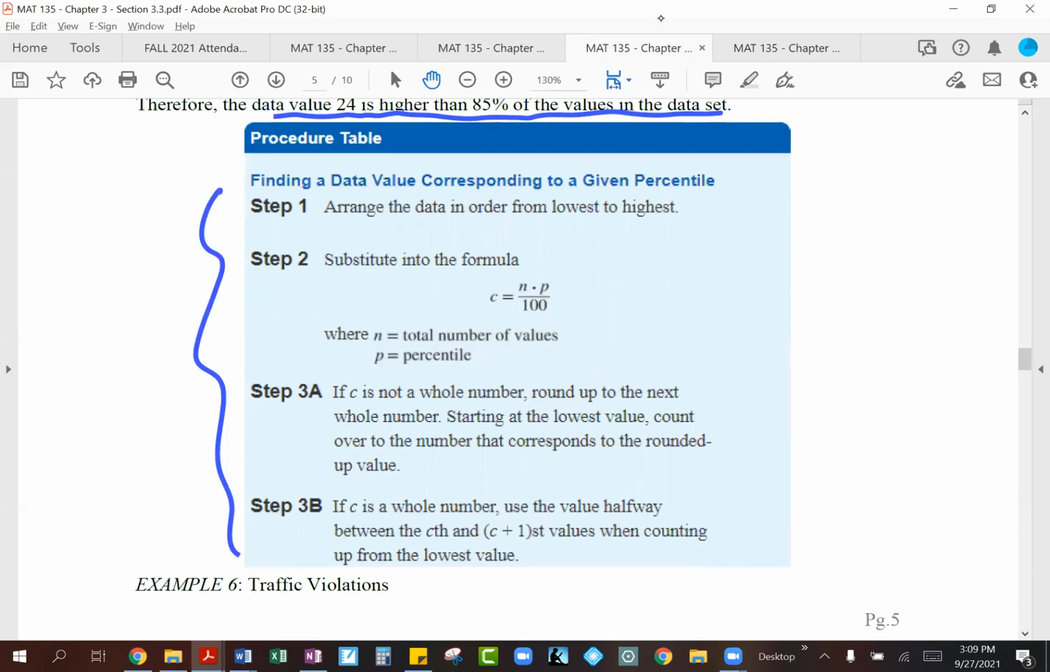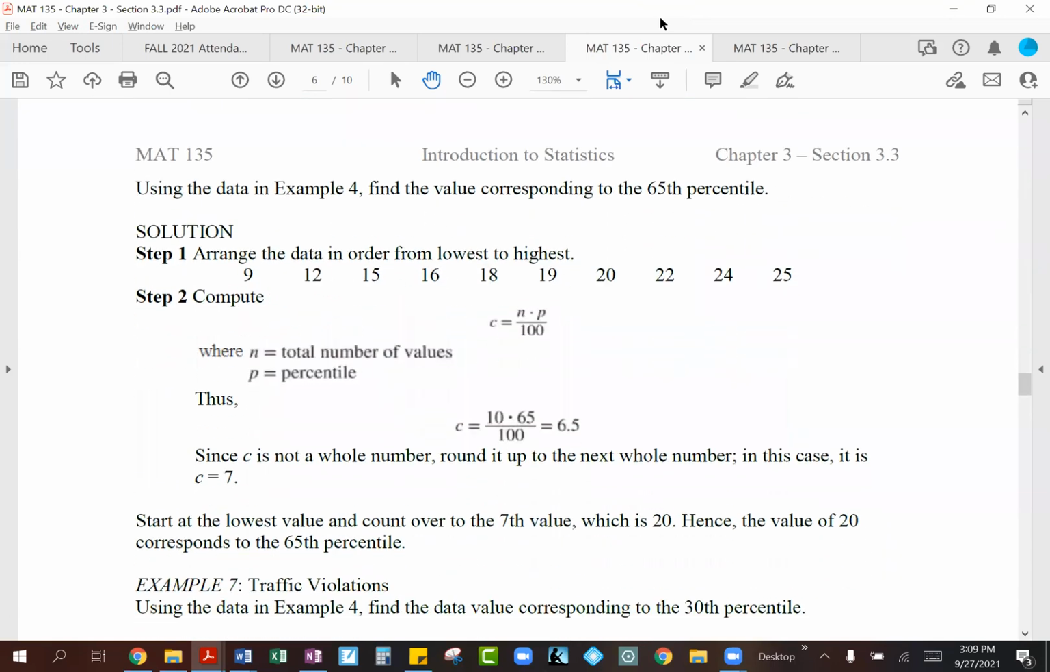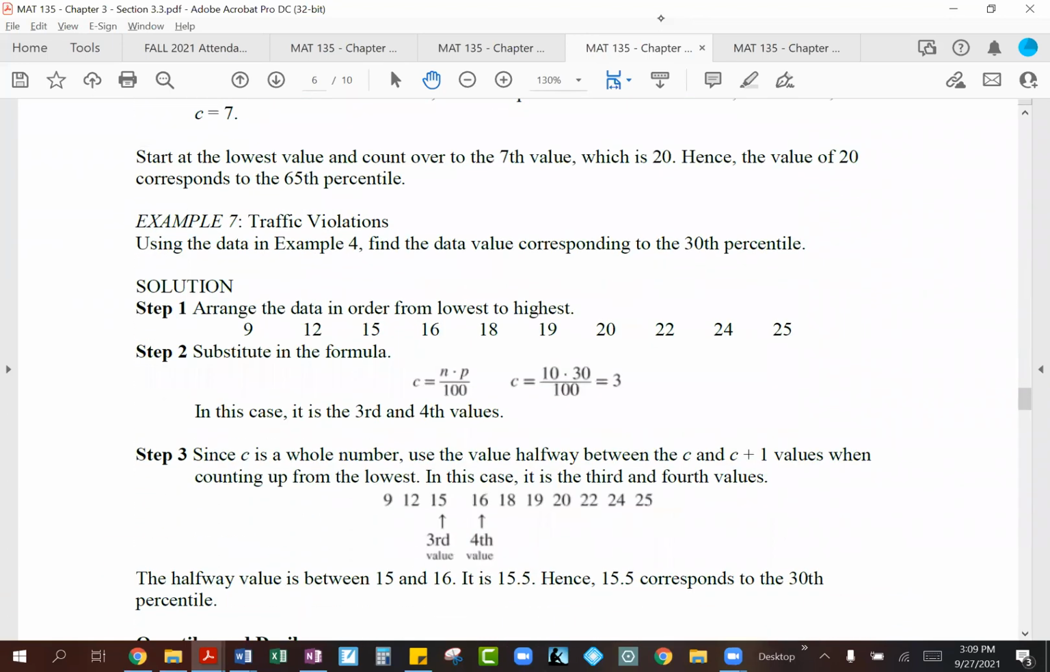This is an interesting little procedure table over here. It tells you, if the data value that you are looking at is a whole number or not a whole number, what you should be doing. So you can look through some of these examples to get an idea of that.